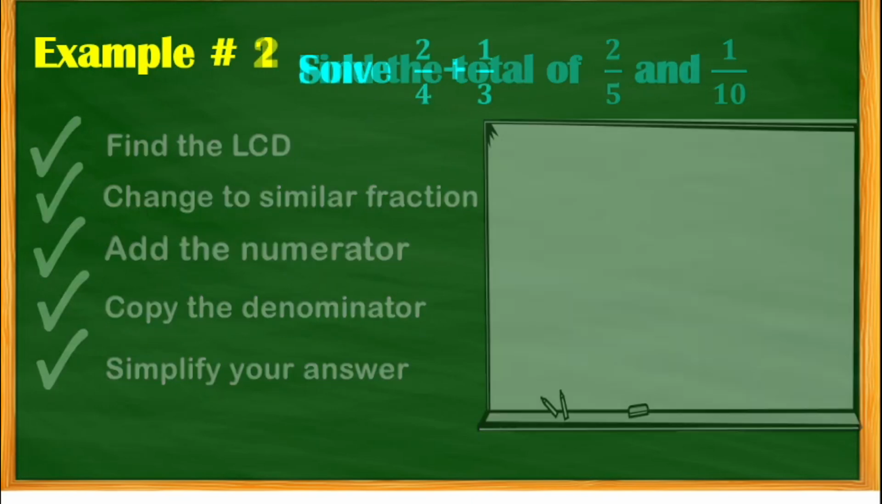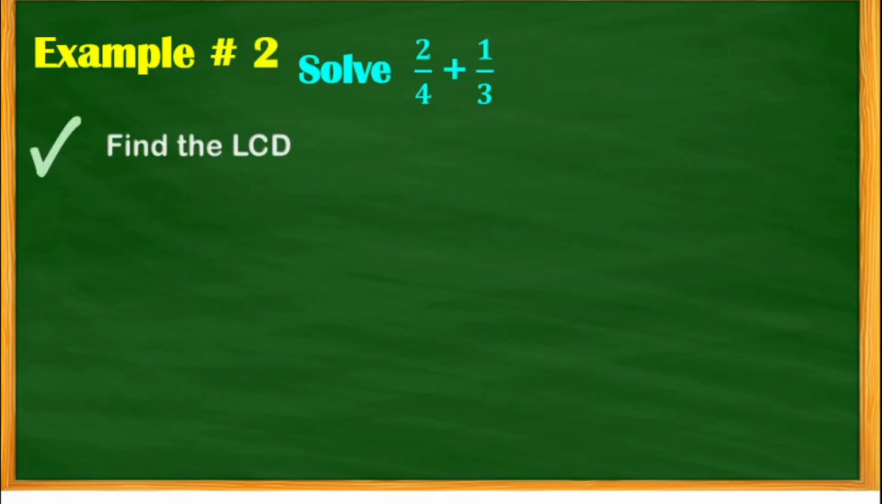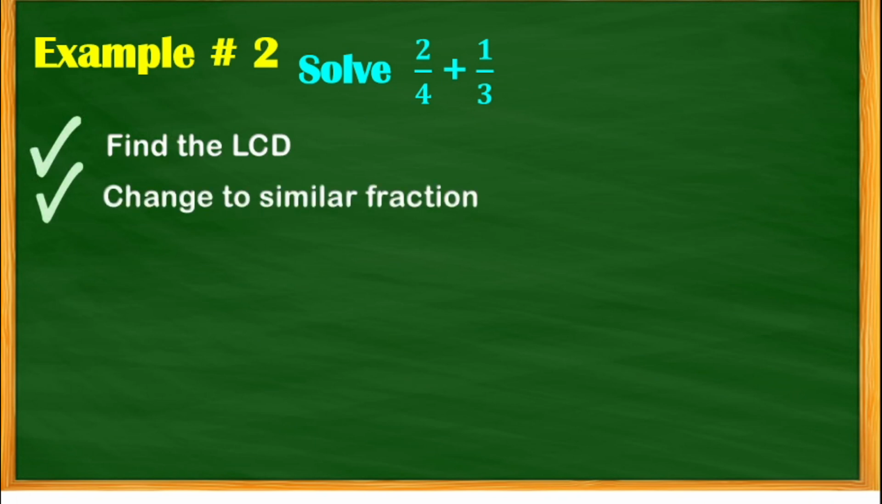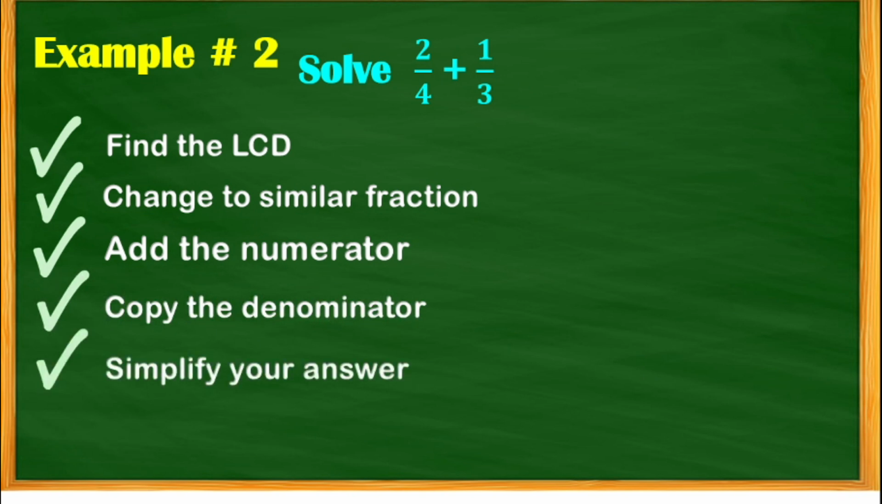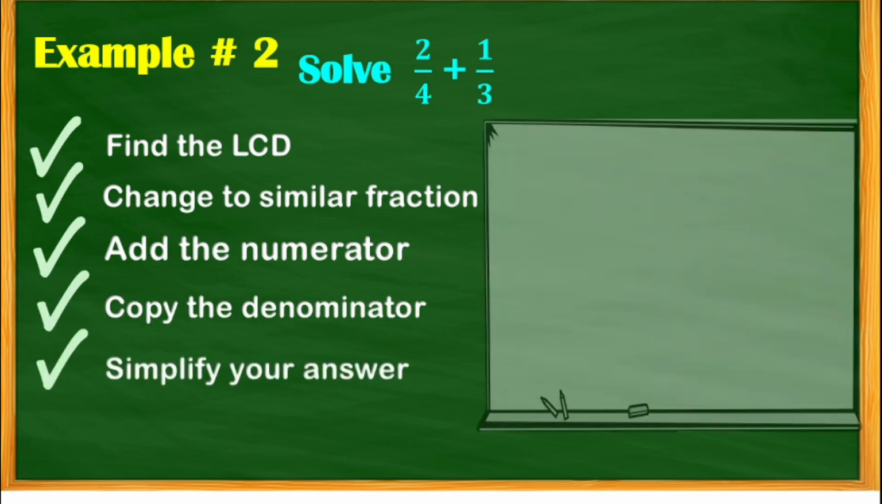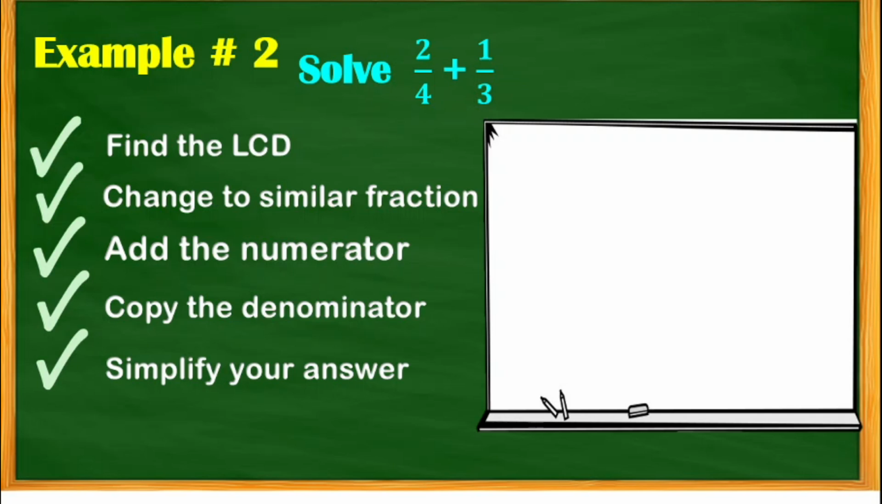Okay, so let's try another example. Find the LCD, change to similar fractions, add the numerator, copy the denominator, and simplify your answer. So these will be the steps. Let's start. We're going to write first the problem: 2/4 plus 1/3. Let's find first the LCD of 4 and 3.